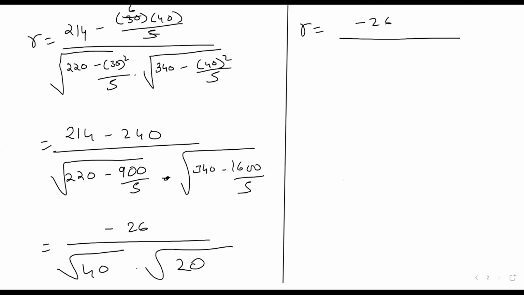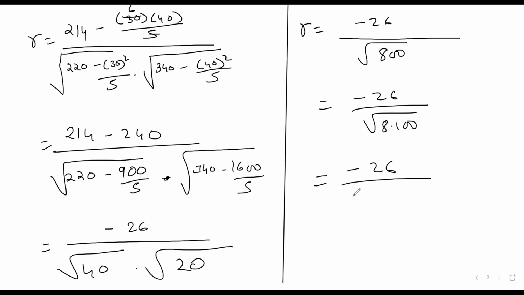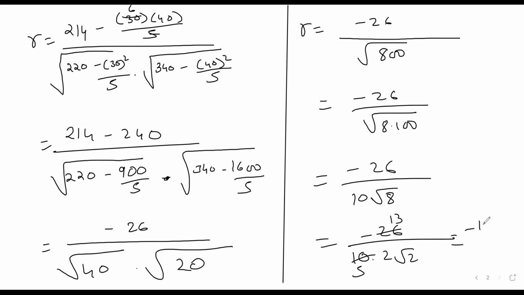See, under root 40 into under root 20 is under root 800. This is minus 26. Under root 800 is under root 8 into 100, that is 10 root 8. Root 8 is 2 root 2. So 10 into 2 root 2. Minus 13 into 10 into root 2, and the value of root 2 they have given is 1.4142.